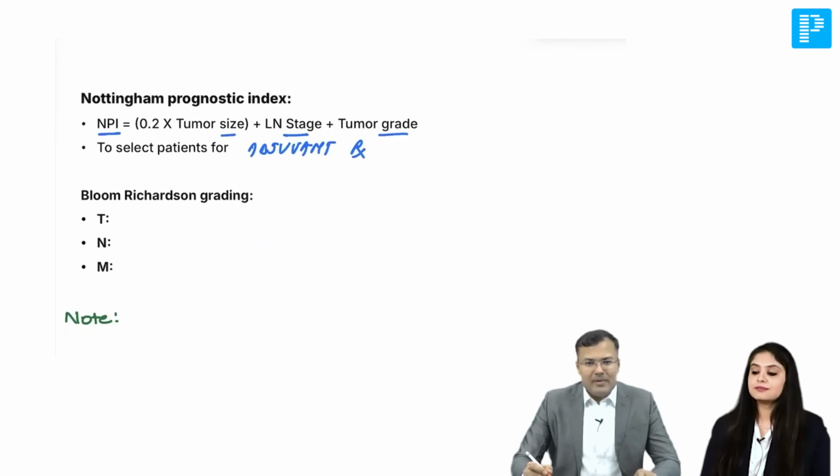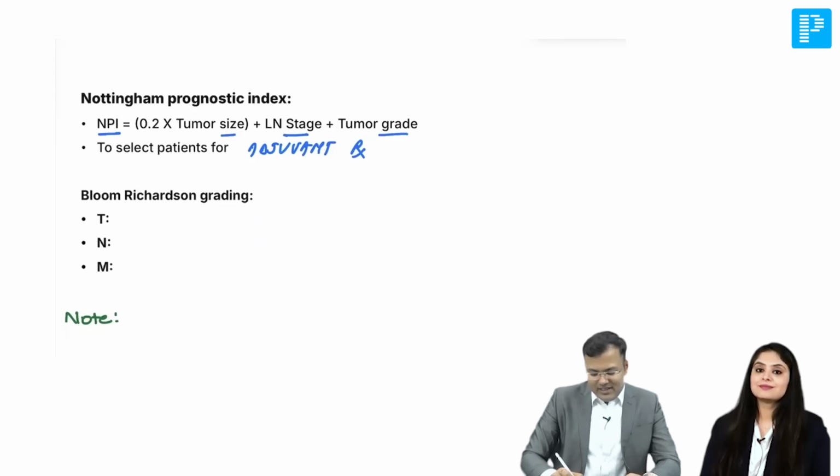Bloom-Richardson grading, how to remember, guys? The mnemonic is TNM. So T, that is tubule formation. N, that is nuclear pleomorphism. And M, that's mitosis.